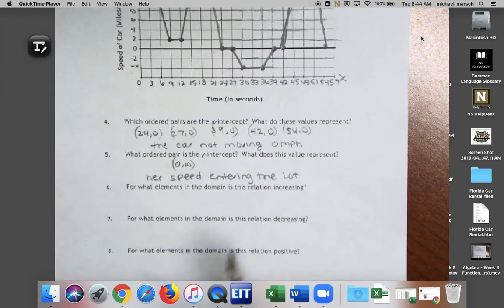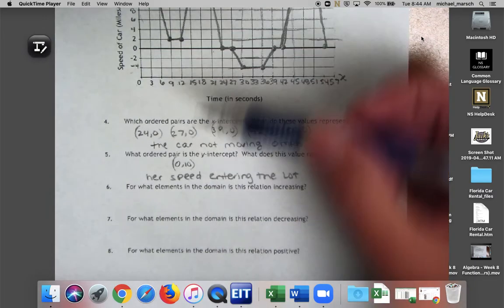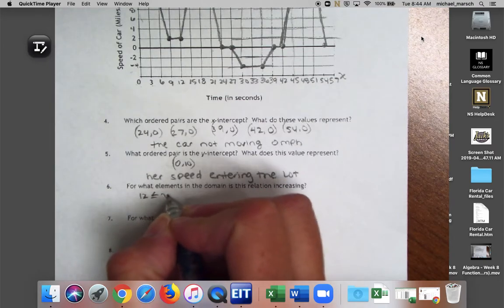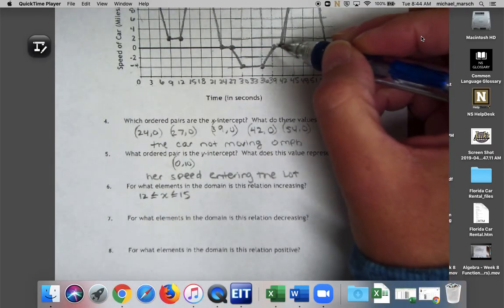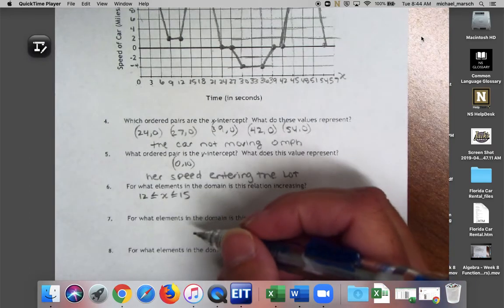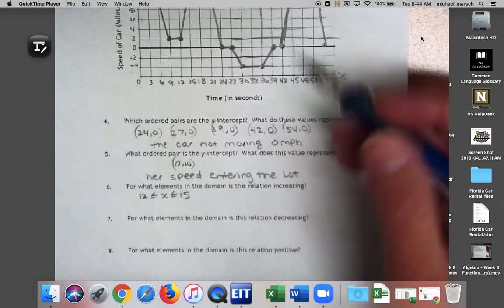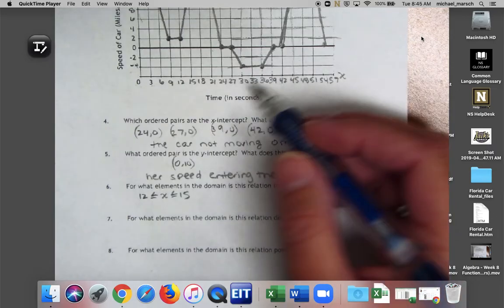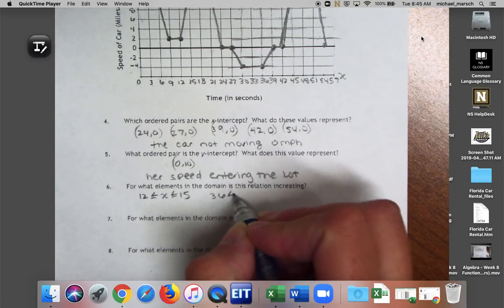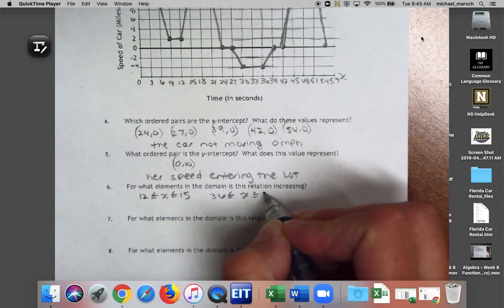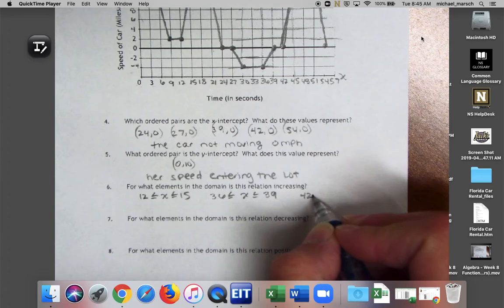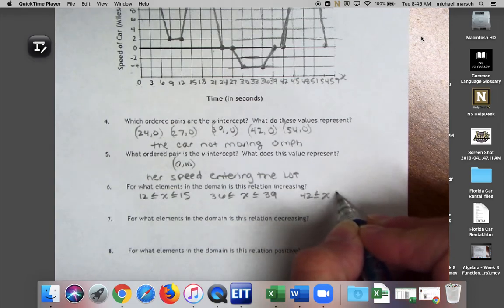So where is the domain in this relation increasing? Well, we could say it's increasing between 12 and 15. And it's increasing between 42 and 45. Oh, I missed one. 36 and 39, right? Because she was going in reverse. And then between 42 and 45.